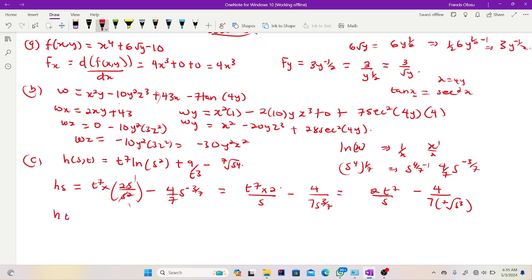So ht is simply equal to, when I come here, there is t. So when I differentiate t to the power 7, I'm getting 7t to the power 6. This ln expression is a constant, it remains the same. Plus there is another t here. So this is the same as 9 times t to the power negative 3, right? So let me clean some parts.